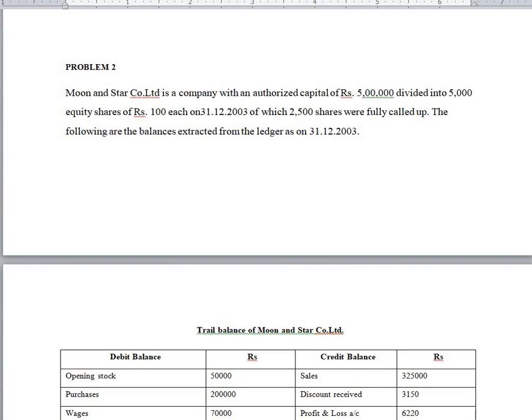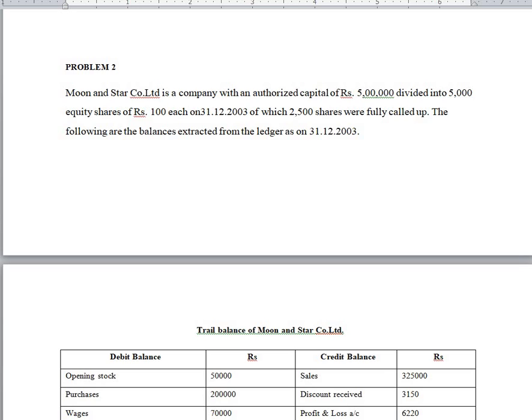Hello, today we are going to discuss the problem based on preparation of statement of profit and loss account under Schedule 6 Part 2 of company's account. So, we will do a problem in which we are just going to prepare statement of profit and loss account only. We are not going to prepare anything like appropriation or balance sheet. Okay, so let us go to the problem.